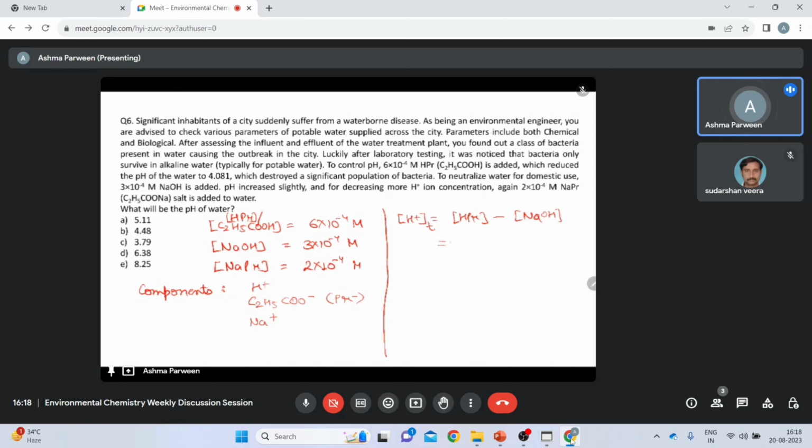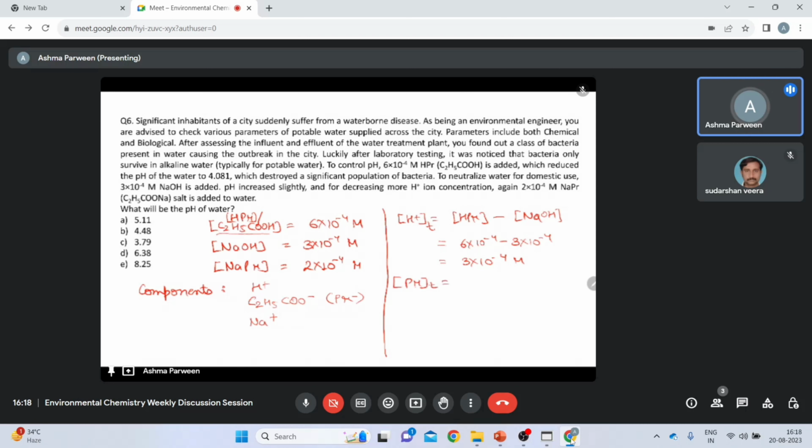So for HPr we have 6 into 10 raised per minus 4, and NaOH is 3 into 10 raised per minus 4. So after solving, we will get 3 into 10 raised per minus 4 M as total H plus. Next we will do the component balance on Pr total.